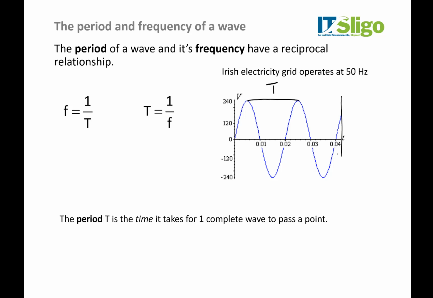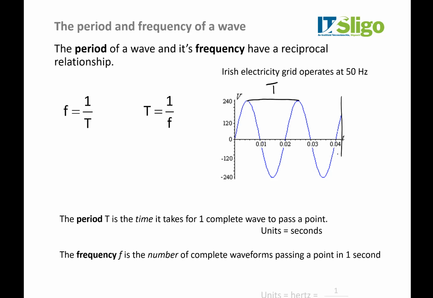The frequency is the number of waves that pass a fixed point in a second. So normally these waves, they look like they're moving. So if we could put a fixed point, we'd say, well, how many wave peaks passed in 1 second? That's the frequency, and it's measured in hertz.